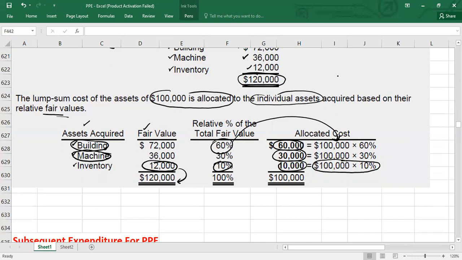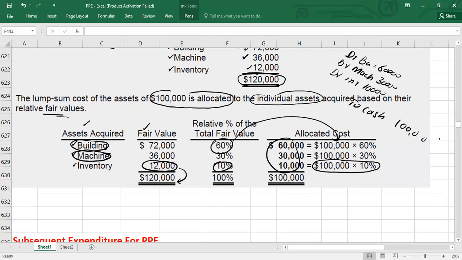So now what entry will you pass? You should debit the building with 60,000. You should debit the machine with $30,000. And we will debit inventory with 10,000, and you will credit cash by $100,000. This is how you will deal with the initial measurement, guys.